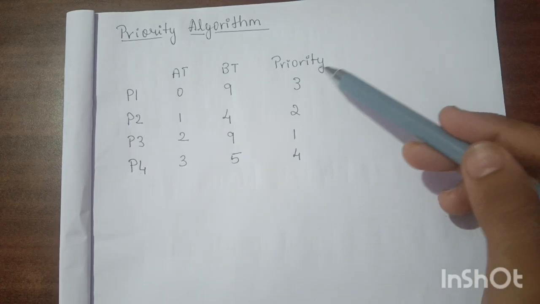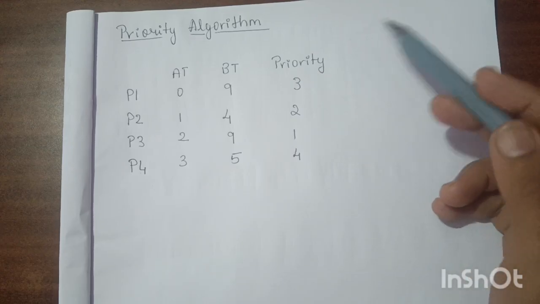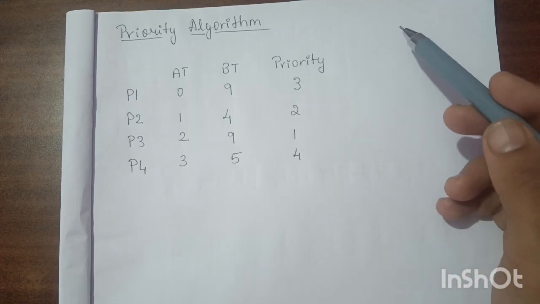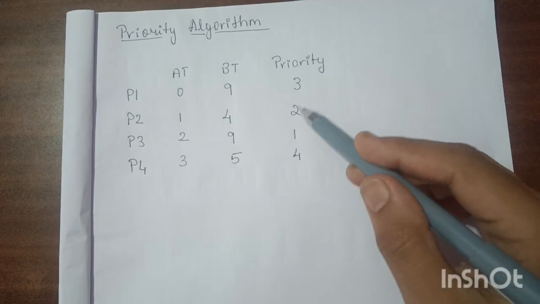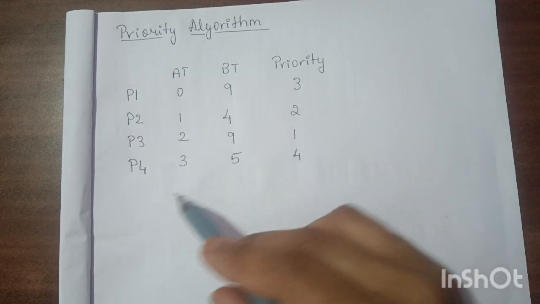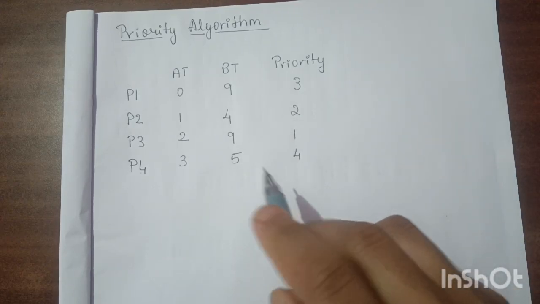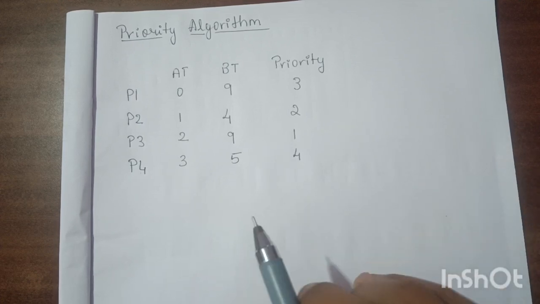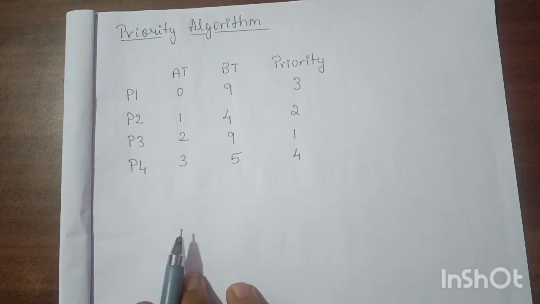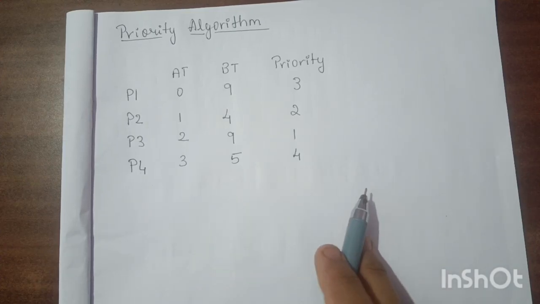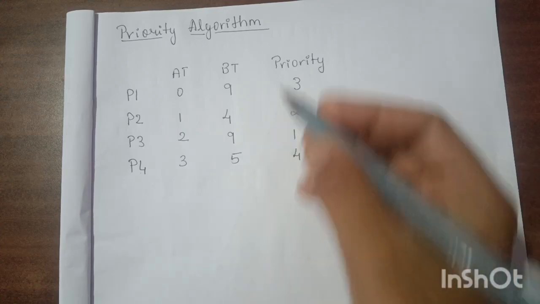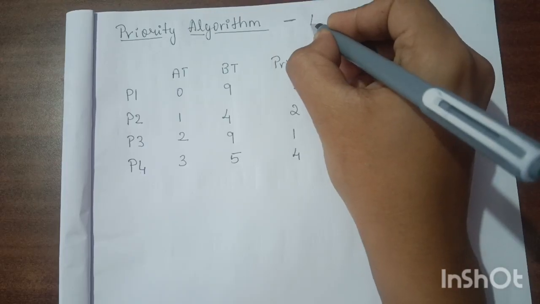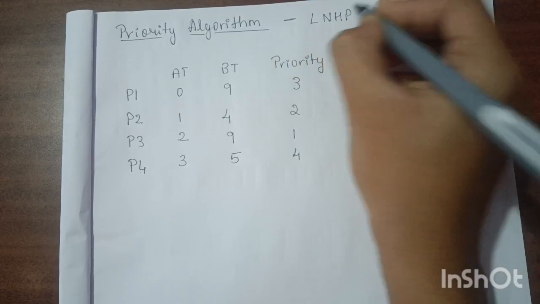And they have not even given the conditions whether to take the priority as lesser the number, higher the priority, or higher the number, lesser priority. So before solving such questions, you should first write in the exam paper that I am solving the non-preemptive method with the condition lesser the number, higher the priority. Here I will take the condition lesser the number, higher the priority for both preemptive and non-preemptive method.